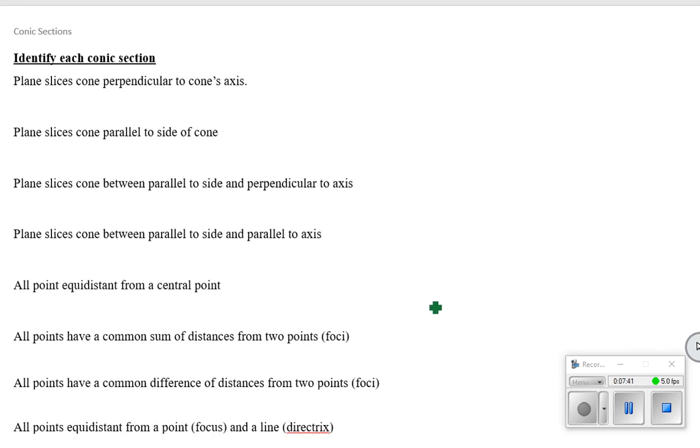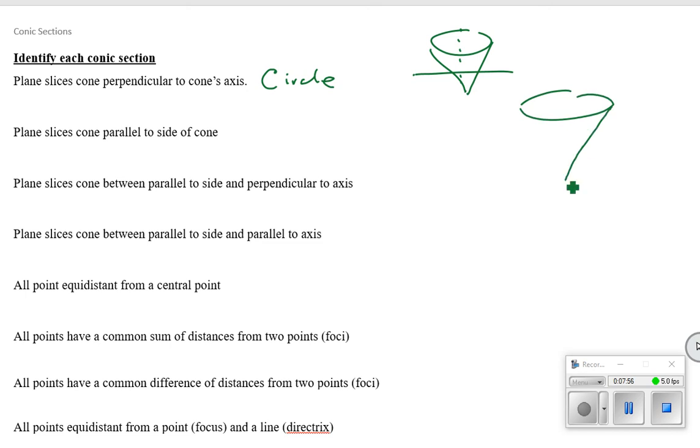So let's look at a test question. The plane slices the cone perpendicular to the cone's axis. What shape is perpendicular to the cone's axis? It is a circle. The plane slices the cone parallel to the side. The shape is a parabola.